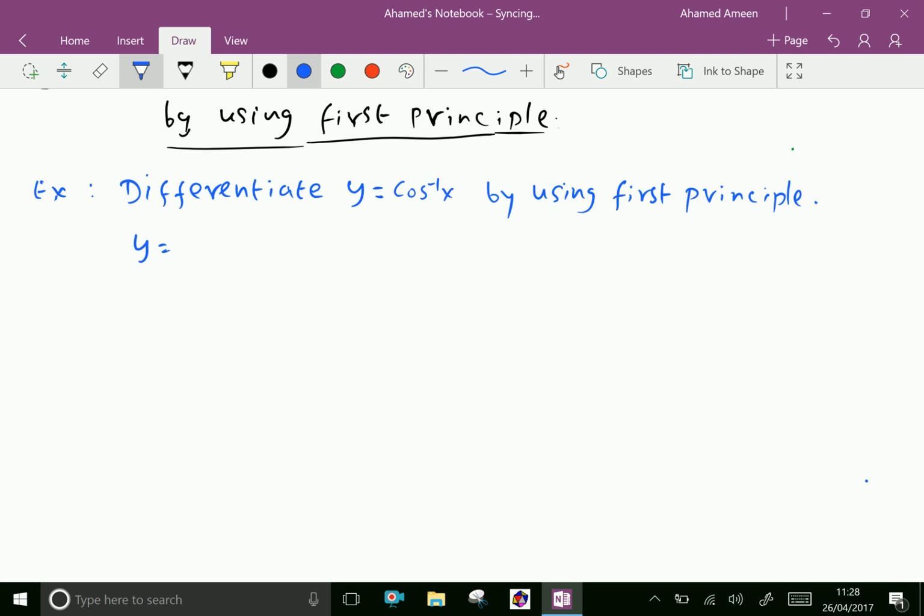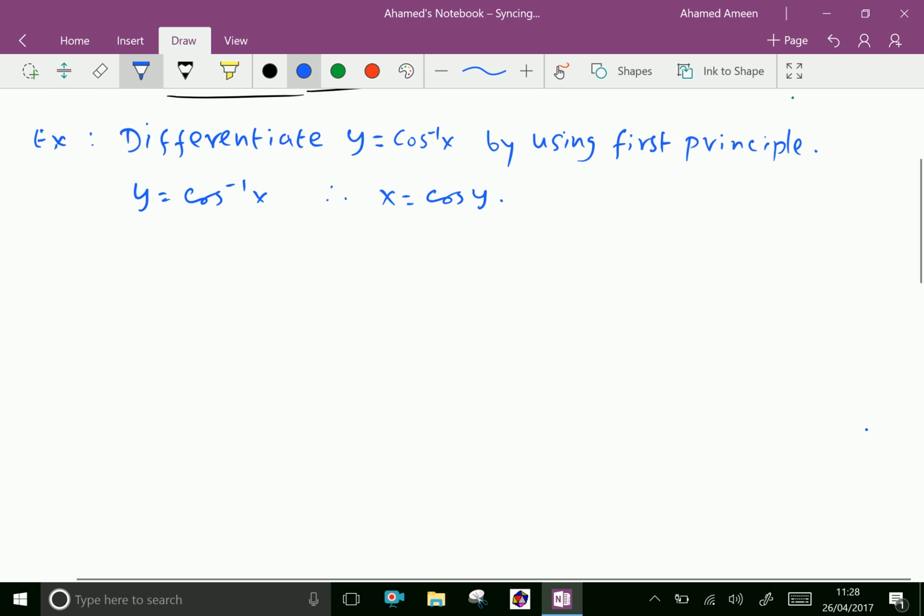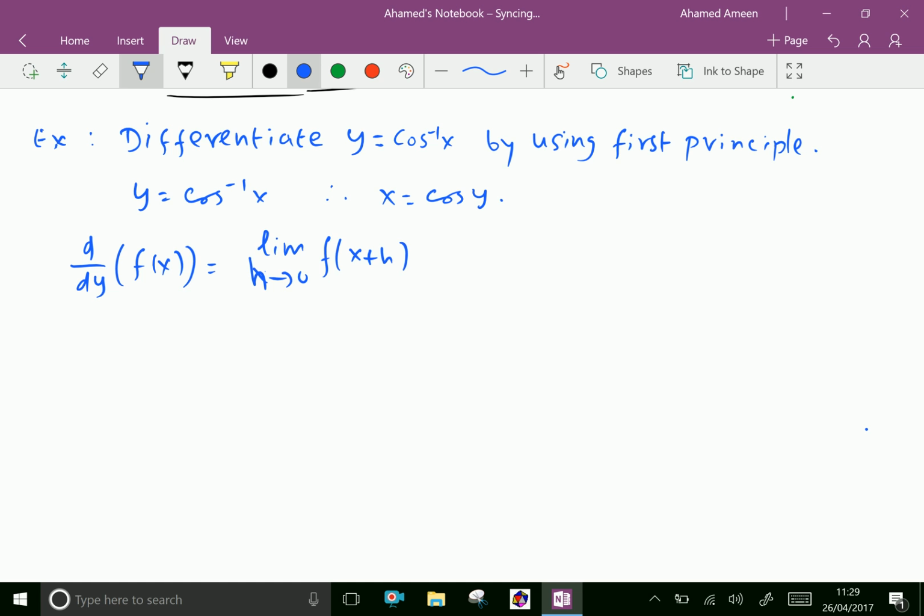y equal cos inverse x. Therefore, x equal cos y. d by dy of f of x equal, by first principle, limit h tends to 0, f of x plus h, y plus h, minus f of y over h, where h is a small increment given on y.